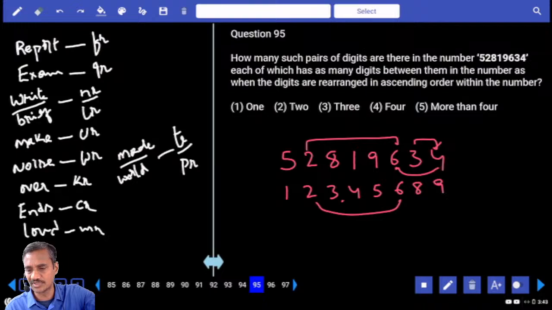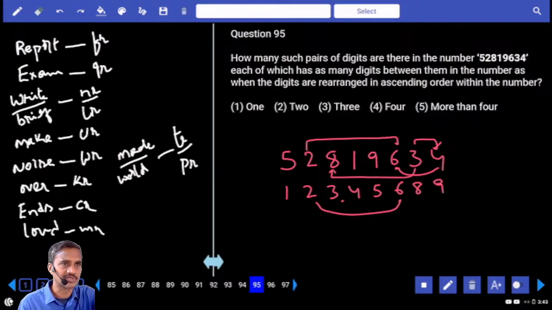Then anything else we have? 1, 2, 3, 4. And 6, 7, 8. Sorry, it is 6, 8, 9. Then 4, 5, 6, 8, 9, because 7 is not there. 3, 4, 5, 6, 8. Now 3 to 8 there is a pair. Are you getting this one or not? Because 7 is not present here. Between 3 to 8 there are 3, here also there are 3.